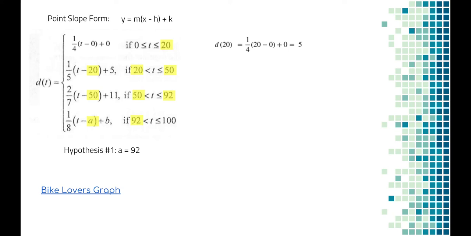So in the next segment, I want to do the d of 50, the distance at 50 seconds. So d of 50 equals 1/5 times 50 minus 20 plus 5. That's going to be 11. We're going to do the same thing with 92 and the third segment. So d of 92 is 2/7 times the quantity 92 minus 50 plus 11 equals 23.